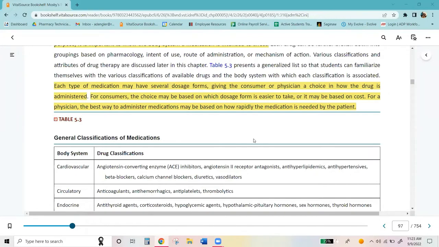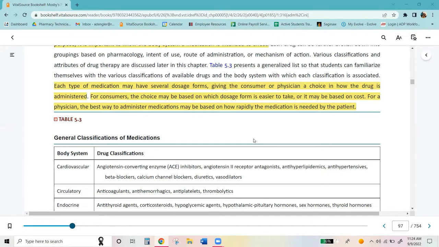Table 5.3 lists the general classifications of medications. In the body system, the cardiovascular, we have ACE inhibitors for blood pressure, angiotensin II receptor antagonist, antihyperlipidemics, we have antihypertensives for hypertension, beta blockers, which are used for multiple things, calcium channel blockers, diuretics for edema, vasodilators.